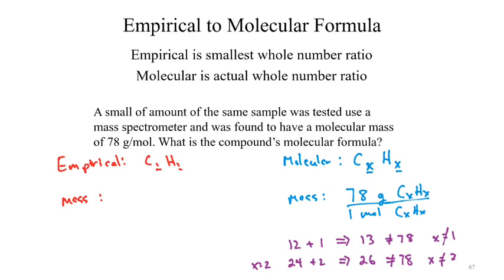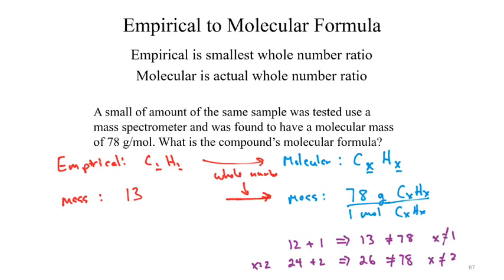There is a faster way. That faster way is to realize that it must be a multiple of the empirical mass. Okay, these two are related to each other through a whole number, which then means the masses must be related to each other through that exact same whole number. So what is the mass for the empirical formula? Well, 1 carbon weighs 12, 1 hydrogen weighs 1. The empirical mass is 13.